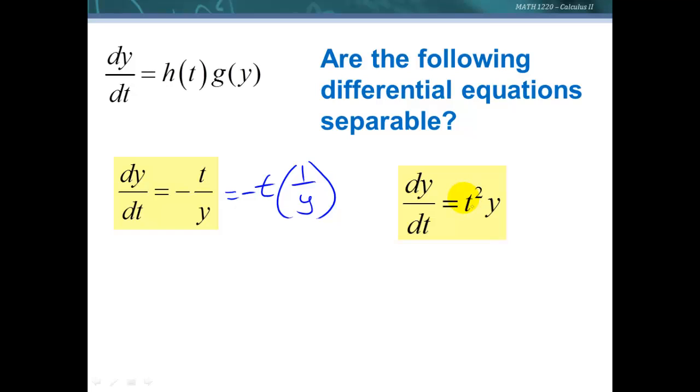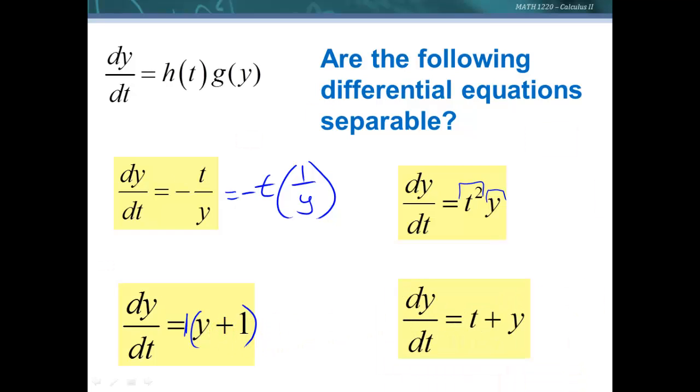Is this one separable? Yes. H of t equals t squared, and g of y just equals y. Is this one separable? The answer is yes, but my h of t is just 1, and my g of y is this whole thing, y plus 1, and that way it is separable. Is this one separable? And the answer is no. It's the sum of t plus y, and there's no way to express that as a function of t multiplied by a function of y, because I have this sum.